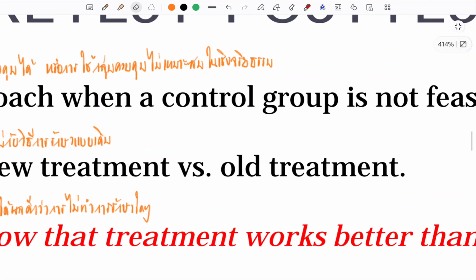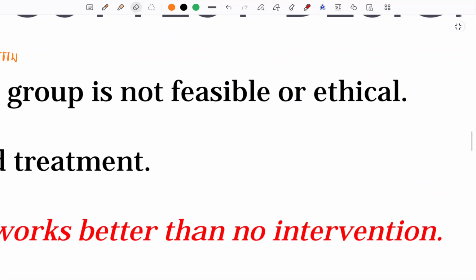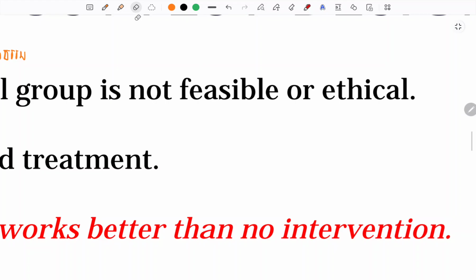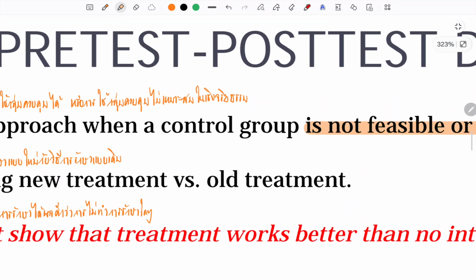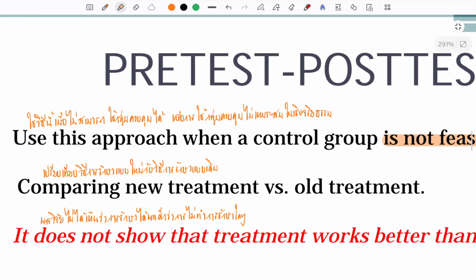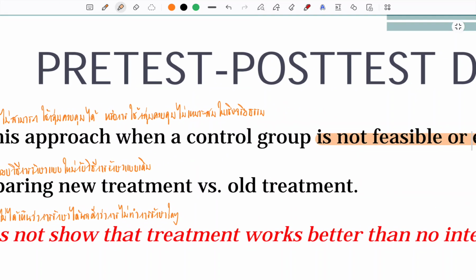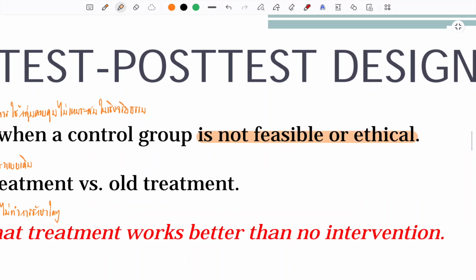Can you think of any situation where it would be unethical if we do not give any intervention or any treatment to the patient? Any situation that we consider unethical if we do not give them any treatment? Cancer. If we do not give treatment, we call it unethical. Okay. Anything else? Sorry. COVID-19.